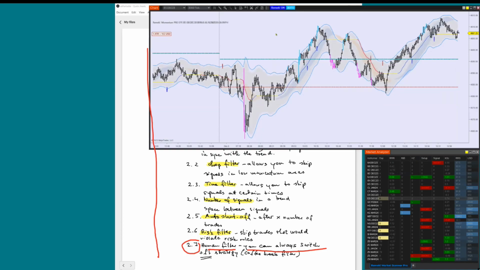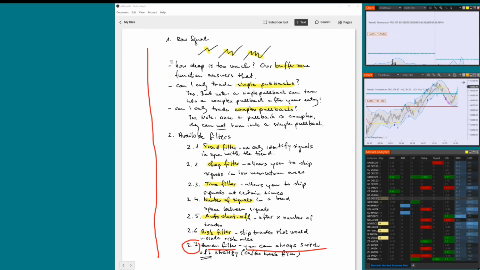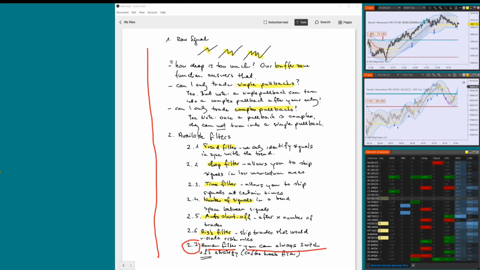And now it's switched on. So if there should be a signal, the program would take it and I would find myself in a trade. But again, I can always switch it off. So the human control is always maintained and never taken away. So I hope this little review demonstrates the power and the potential.